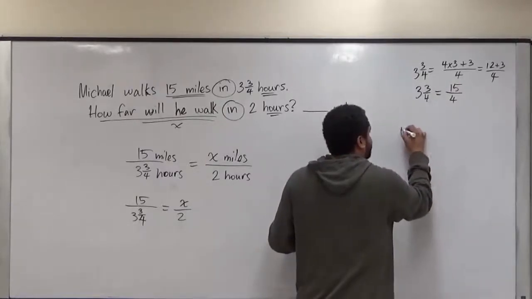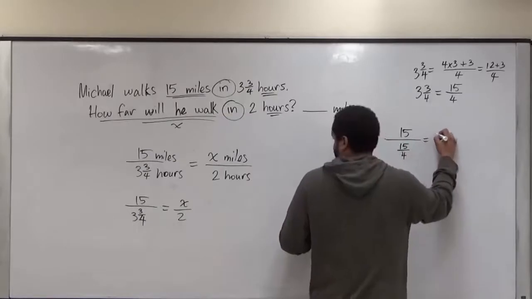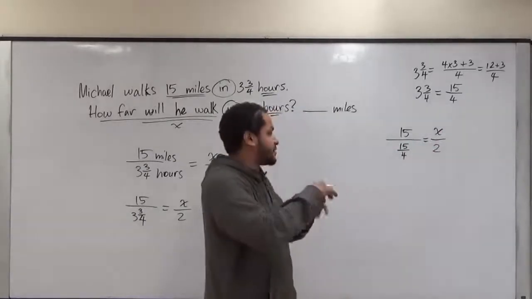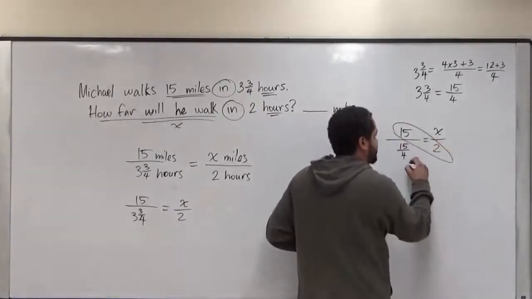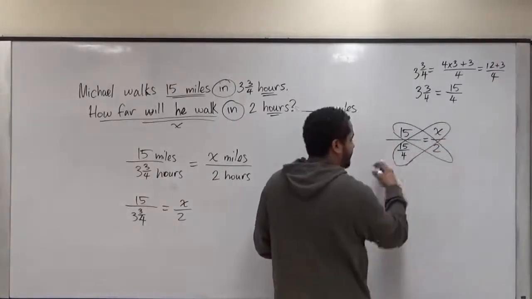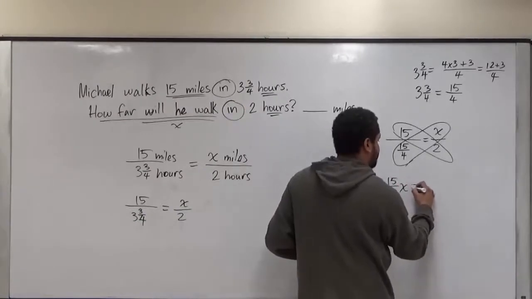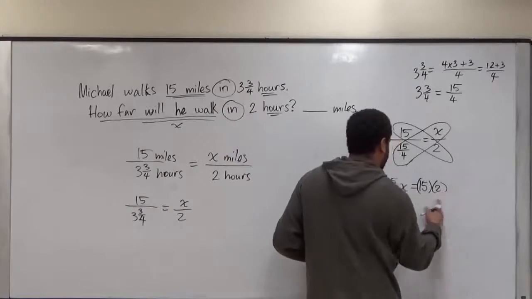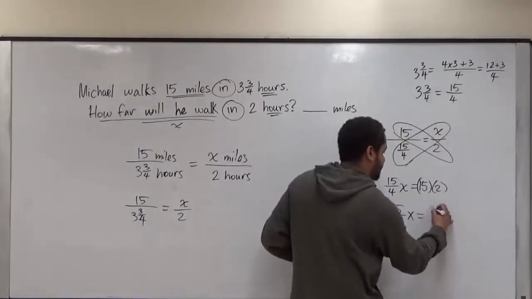So we're going to have 15 divided by 15 over 4 is equivalent to x over 2. To solve the rest of this, we're going to cross multiply and use basic algebra. So we have 15 times 2, which we set equivalent to the 15 over 4 times x. So let's keep the variable on the left. We have 15 over 4 times x is equivalent to 15 times 2. This becomes a 30, so we have 15 over 4 x's equivalent to 30.